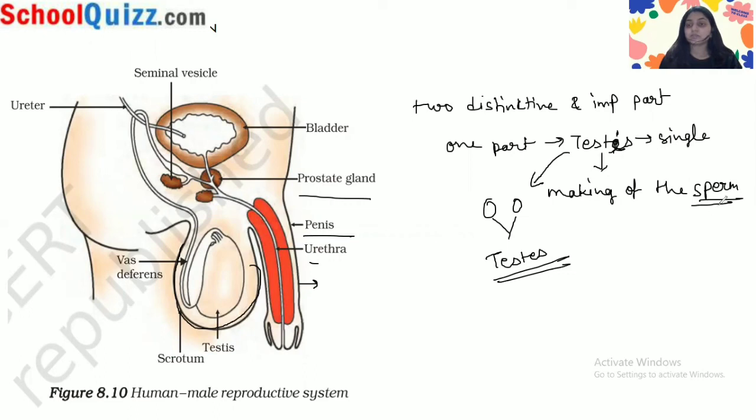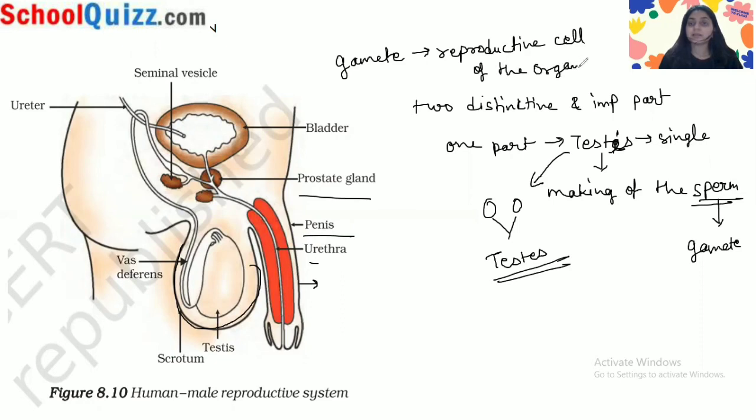Okay, so sperm is also called the gamete. So what is the gamete word? Gamete is the reproductive cell of the organisms, and obviously there is a male gamete and there is a female gamete. So the male gamete is called the sperm, okay, and the female gamete is called the ova or the egg cell. Okay, so remember that. So this is the gamete word.